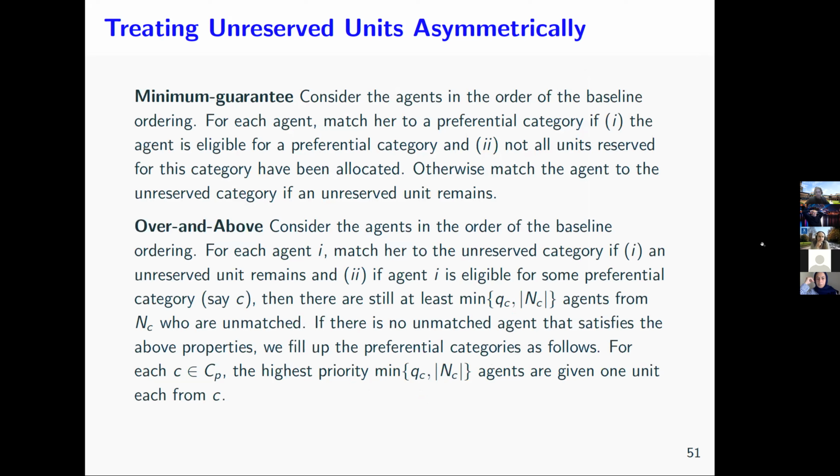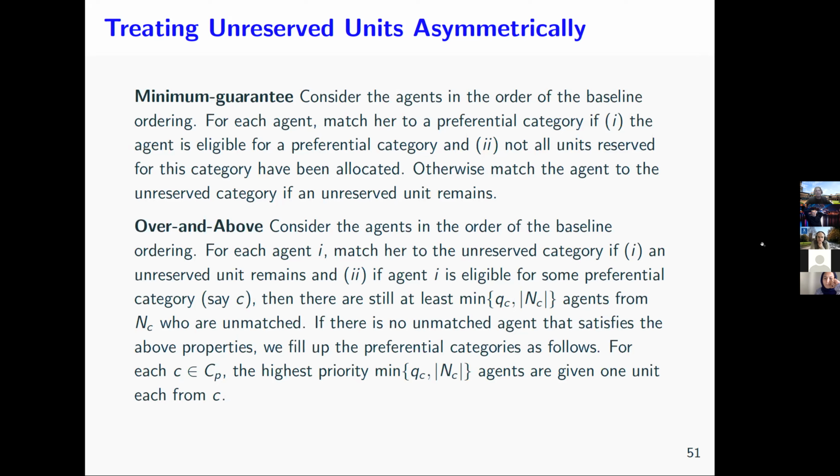So one reason why the unreserved categories are used in particular ways is that in very classical applications, such as giving public jobs to bureaucrats in India, the treatment of the unreserved category, whether it's used first or it's used later, can have a big effect on how disadvantaged groups are impacted. So here what we did was, this is our take on a formal approach to specifying these two rules in the context of the classical applications where each agent is eligible for at most one preferential category, and you have homogeneous priorities.